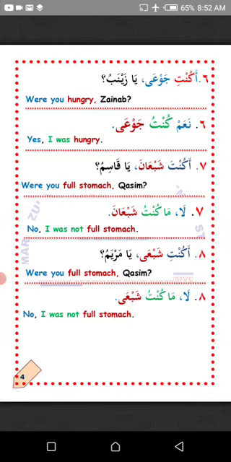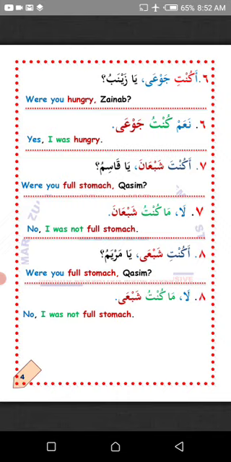Number 6: أكنت جوعة يا زينب. When you are talking to a single female person, you use جوعة. جوعان is for a male person, and جوعة is for a single female person. Were you hungry, Zainab? Now the answer. نعم, yes. كنت جوعة. I was hungry.